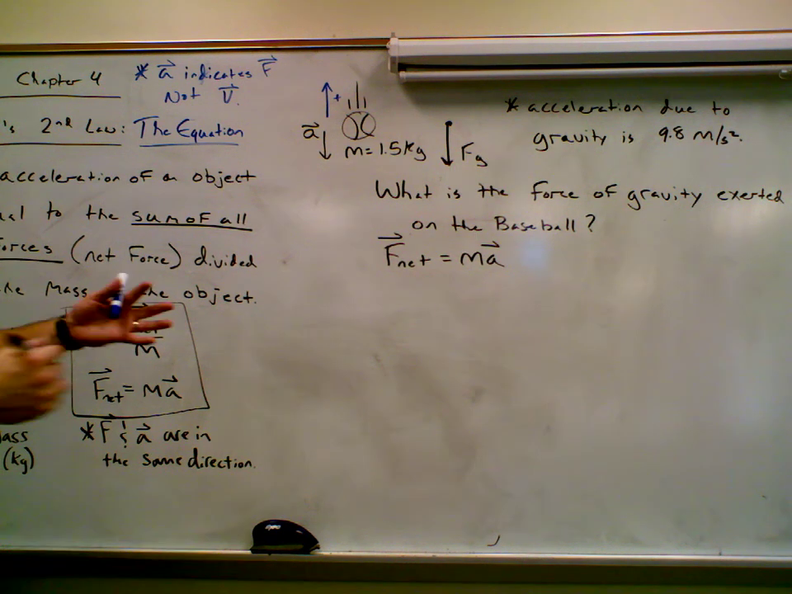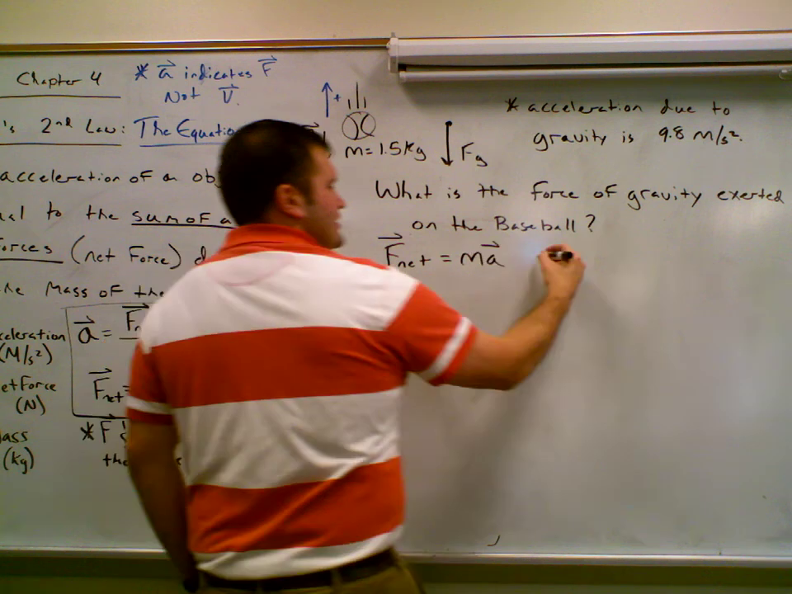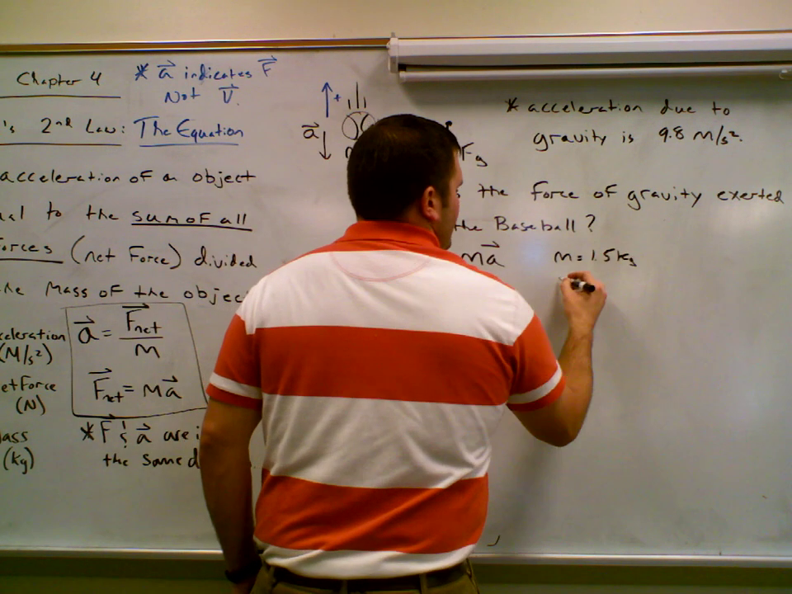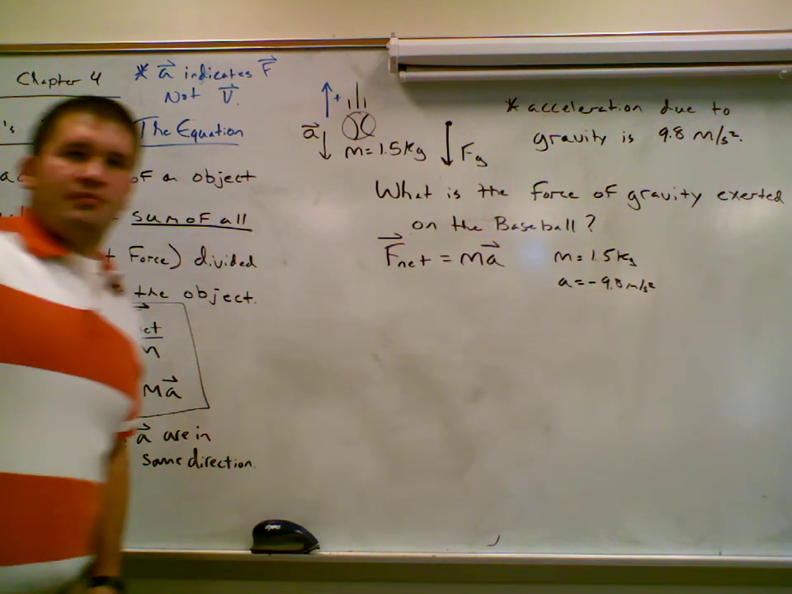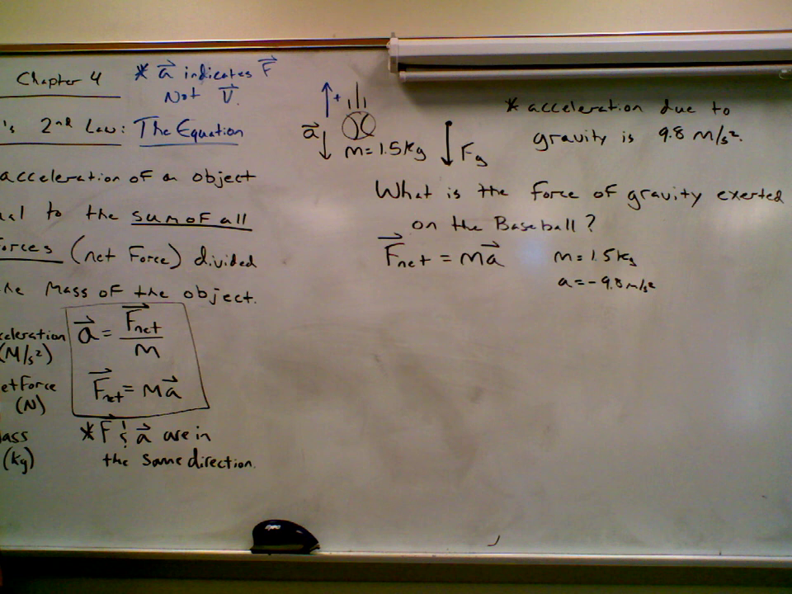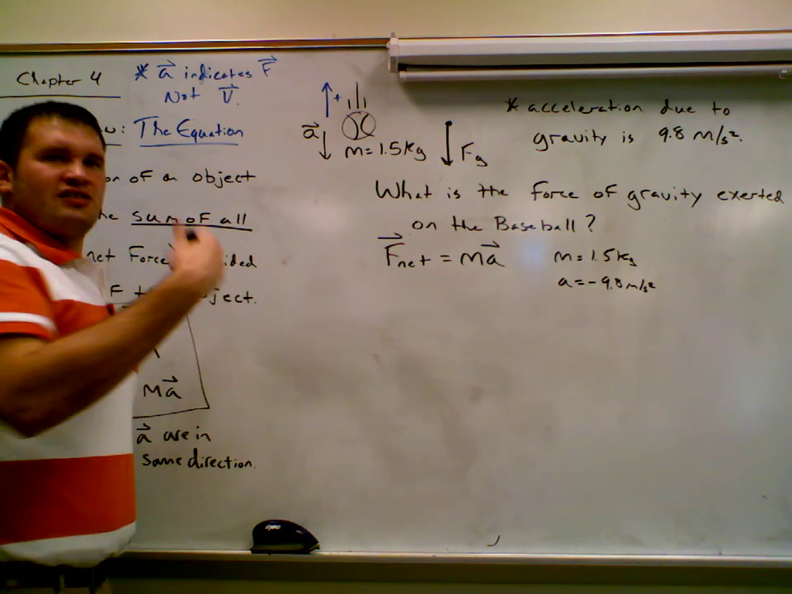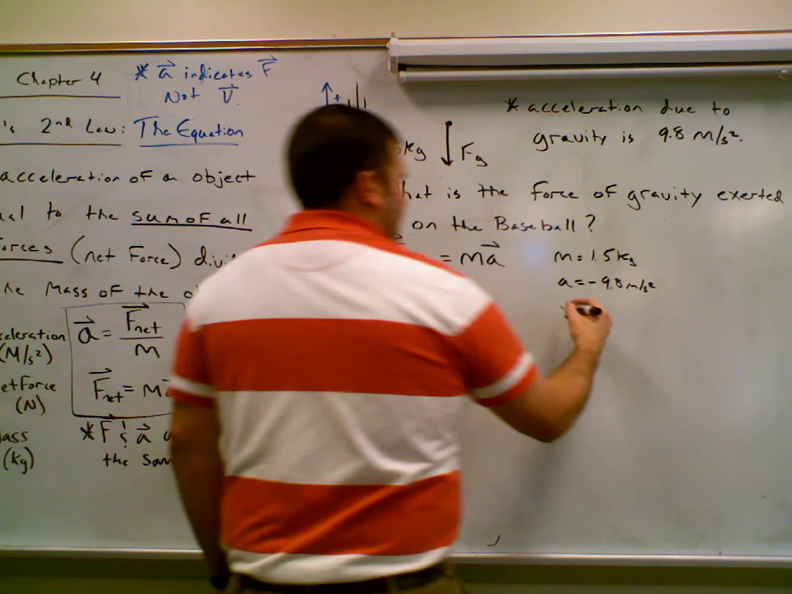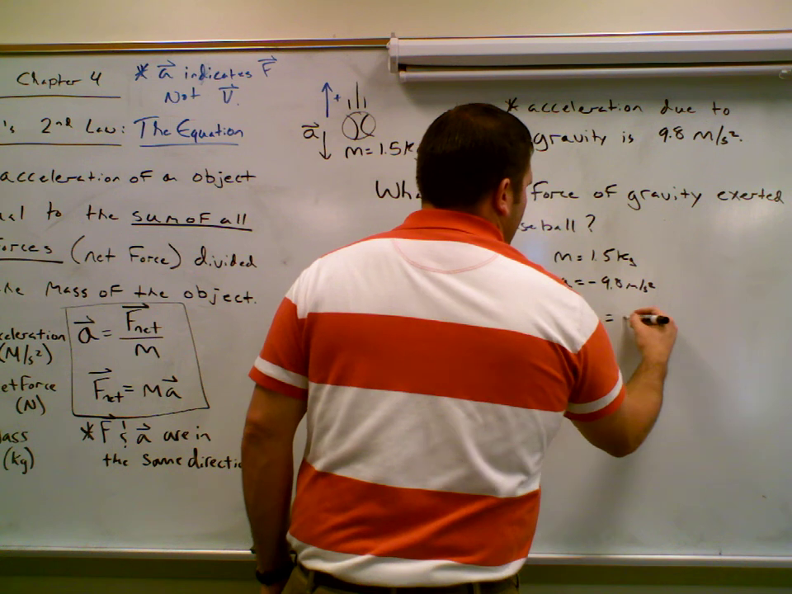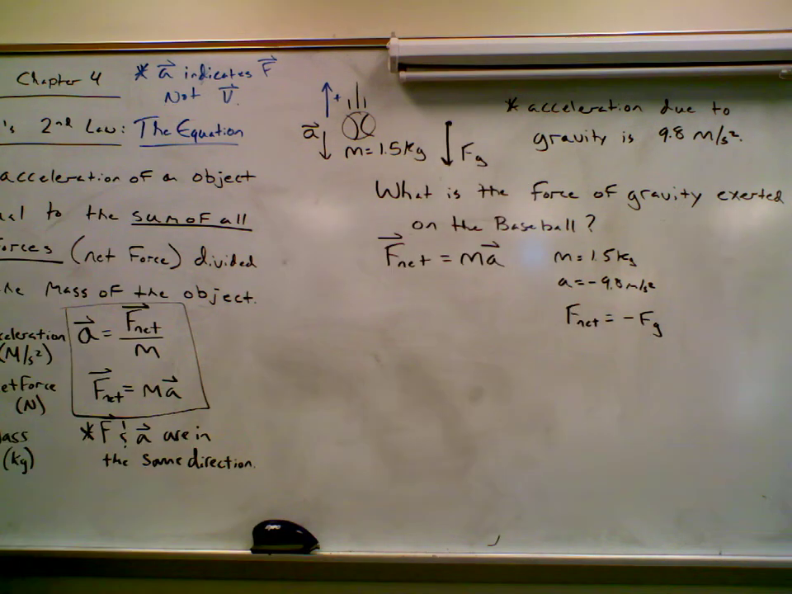Right. So what do I know here? We know that our mass is 1.5 kilograms. We know the acceleration is negative 9.8 meters per second squared because I called up positive, so that acceleration is negative. Right? Yep. So, and our force acting on the ball is what? Just gravity, right? F net is negative Fg, right? Why did I put negative Fg? It's going down.